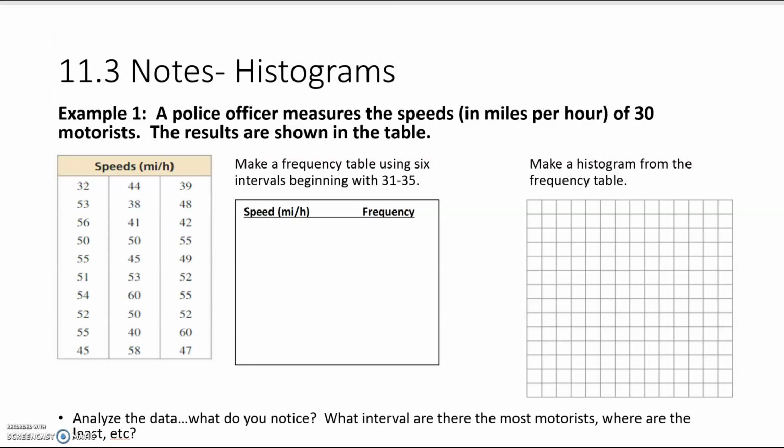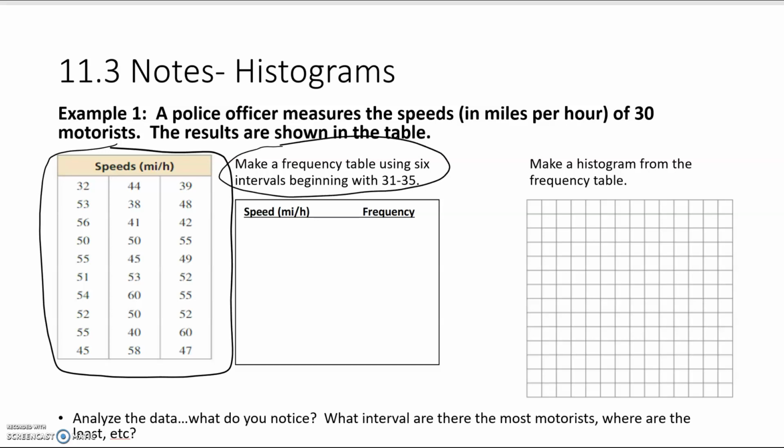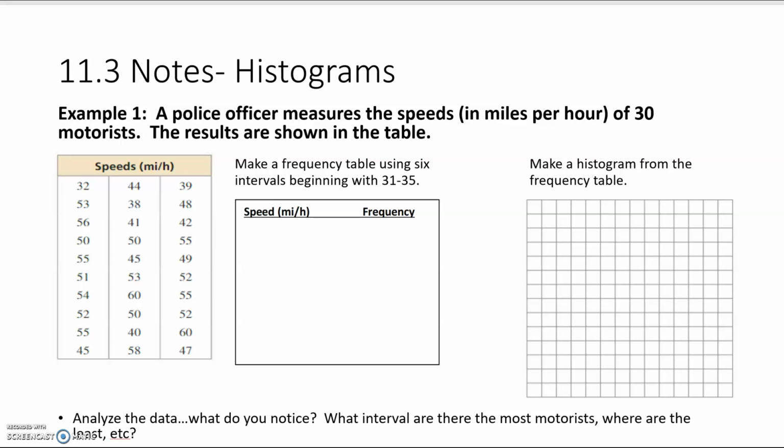Okay, so example number 1, a police officer measures the speeds in miles per hour of 30 motorists. The results are shown in the table. So I'm looking at all of these speeds over here. And I notice we're going to make a frequency table using 6 intervals. What that means is we're going to try and figure out how many people fit in different intervals.